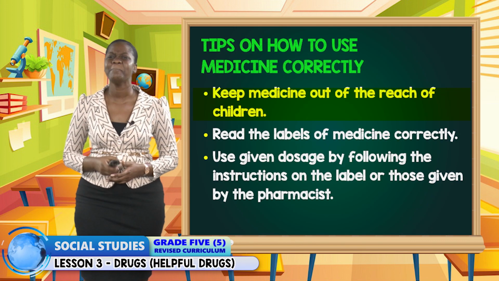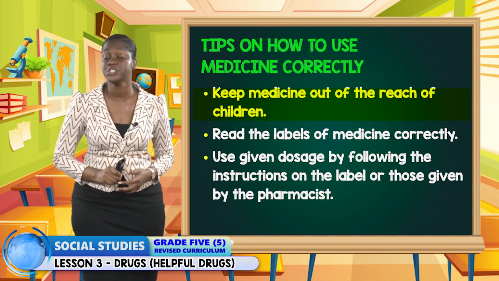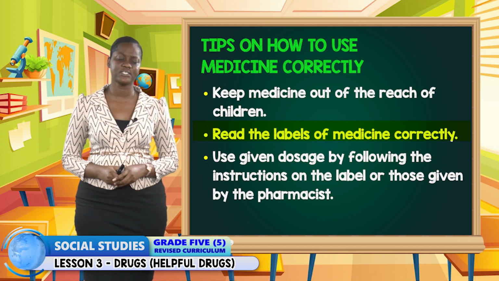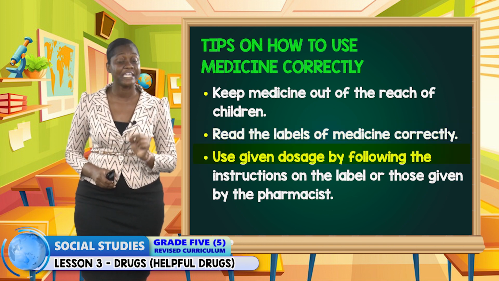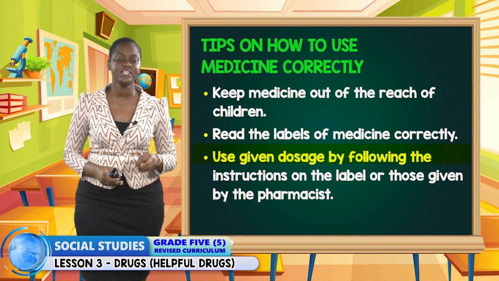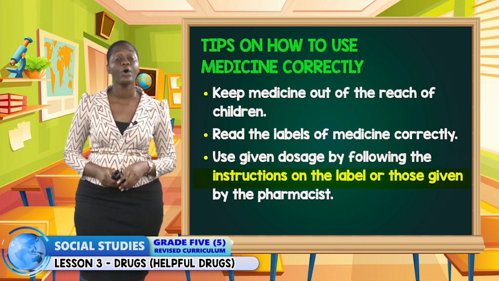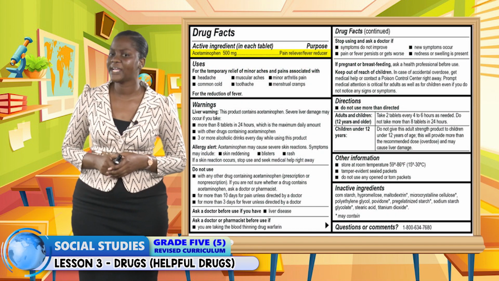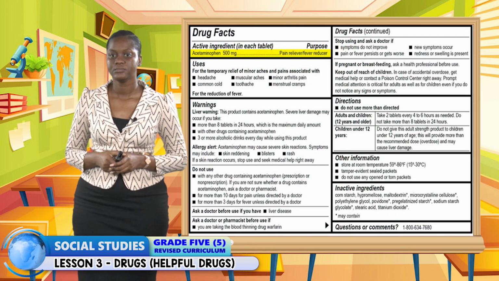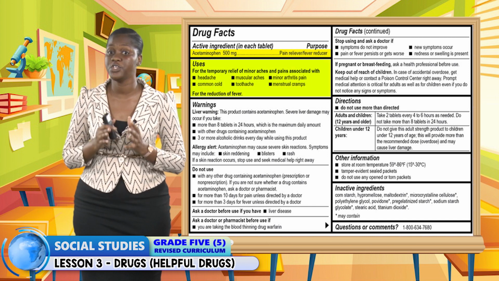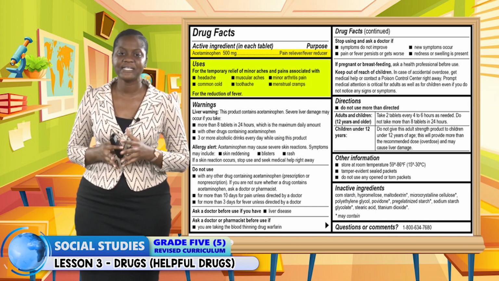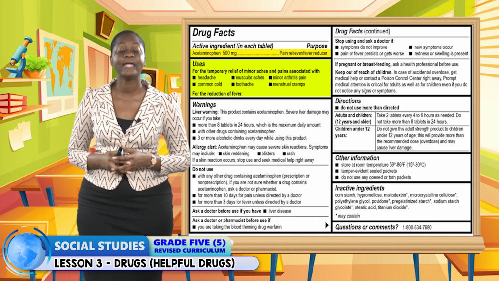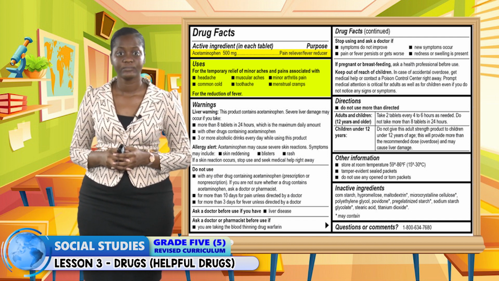Firstly, they must be kept out of the reach of children. We should read the labels of medicine correctly and use the given dosage by following the instructions on the label or those given by the pharmacist. Let's take a look at this label. There's a section there for the uses. This medicine is used for headache, common cold, and muscular aches.